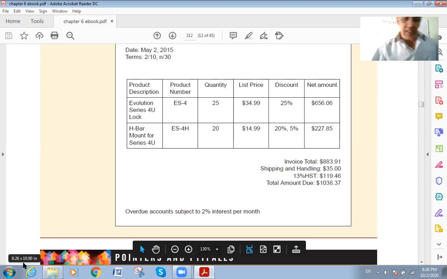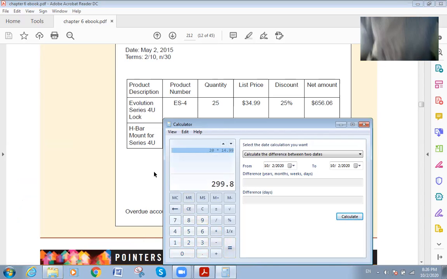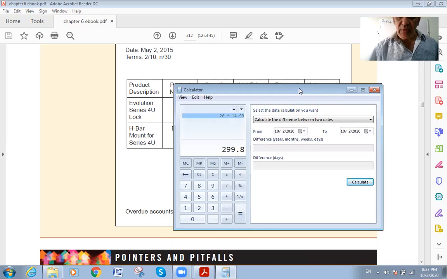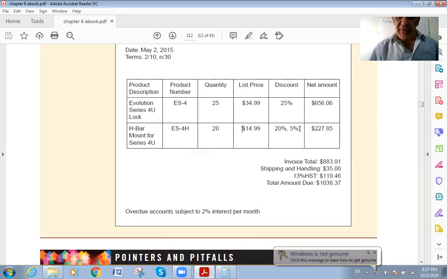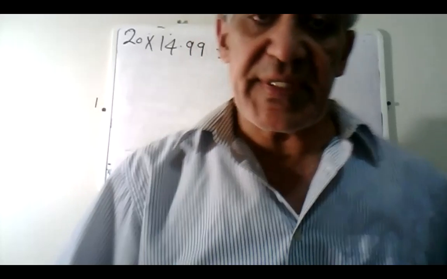Let's calculate it here. 20 by 14.99 will equal 299.8. That's okay. Now, I want to go furthermore. I have here two discounts, 20% and 5%. Let me stop sharing the screen to show this point and how we get it.